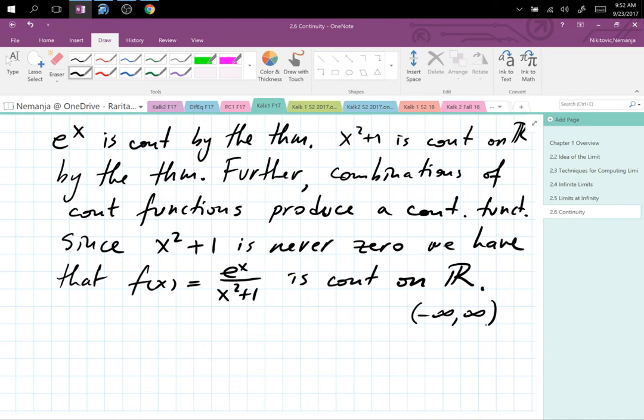So e to the x is continuous by the theorem. x squared plus 1 is continuous by the theorem. A combination of continuous functions is continuous by the theorem. And then because it was division, you make sure that you mention that.